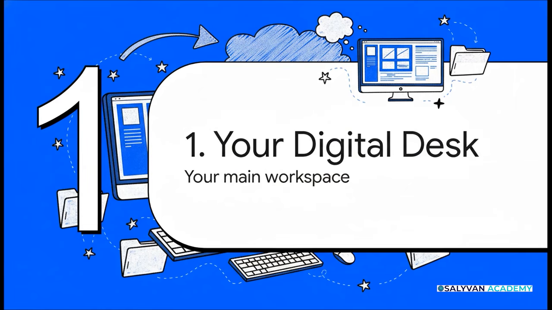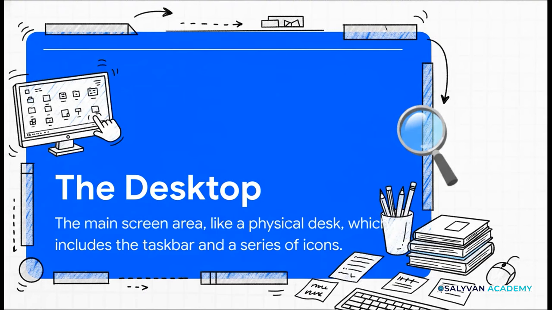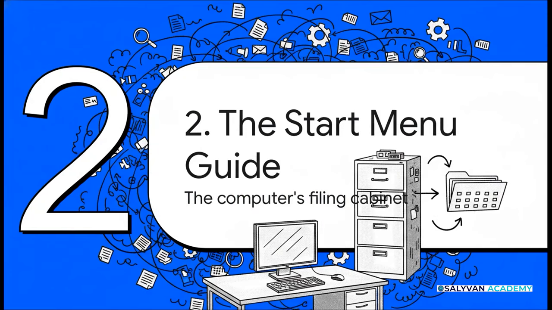Okay, let's kick things off with the very foundation of your new digital office, the main workspace itself. This main screen you're looking at right now, this is called the desktop. And you should think of it exactly like that, a physical desk. It's the primary spot for all your activity, holding all the tools and documents you're currently working on. Now, every good desk needs a filing cabinet, right? Well, on your computer, that's the Start menu. It is the master cabinet where you can find absolutely everything that's in your digital office.